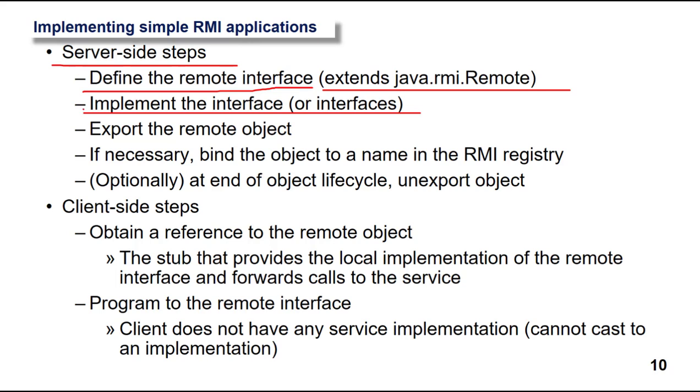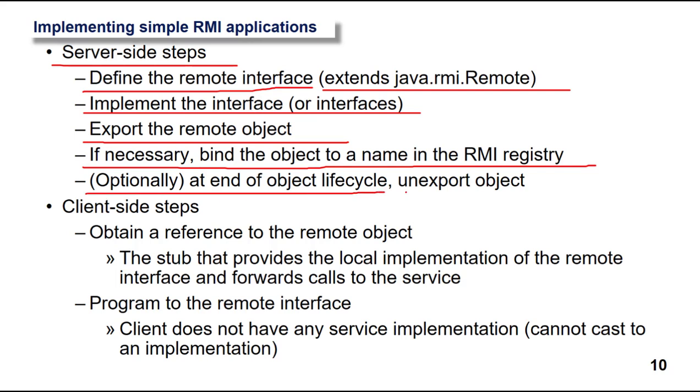After these two steps are completed, we can then export the remote object, as we saw in the previous figure, and if necessary, bind the object to a name in the RMI registry. As we saw, we can either bind it to a name in the RMI registry, or we can return it directly through a client method call as well. So there are two ways, as we saw, to return the object. Optionally, at the end of the object lifecycle, we can unexport the object.